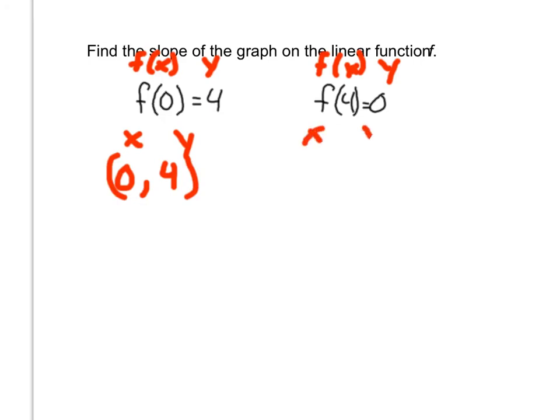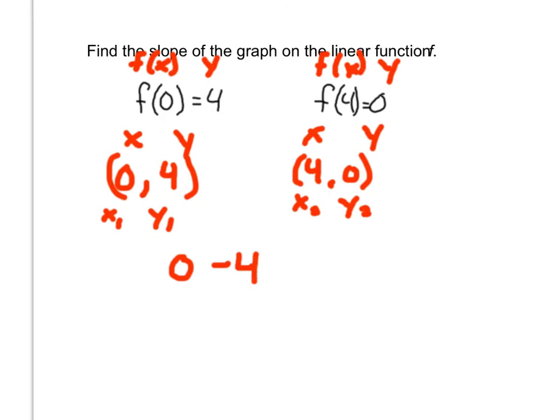Here my x value is 4 and my y value is 0. So there's another ordered pair. So the very first step on this is to write two ordered pairs. Then we're going to go ahead and put x1s and y1s and x2s and y2s, and then use the slope formula. So I'm going to have 0 minus 4, that is y2 minus y1, over x2 minus x1.